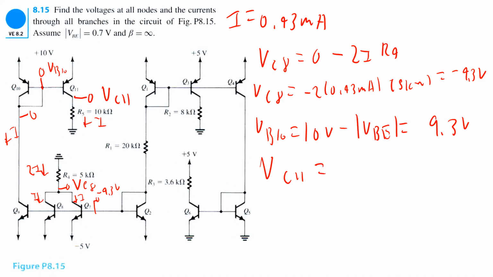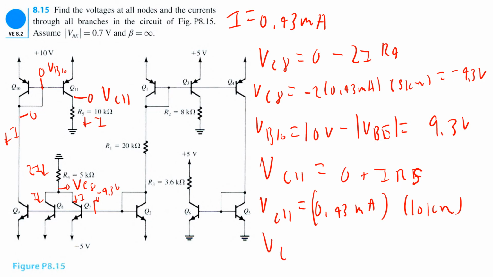So if we travel from the ground, that would be equal to 0 plus IR5. So the voltage at the collector of Q11 is equal to I, which is 0.43 milliamps, times R5, 10 kiloohms. So the voltage at the collector of Q11 is equal to 4.3 volts. And that should be every single node voltage and current in this entire circuit.